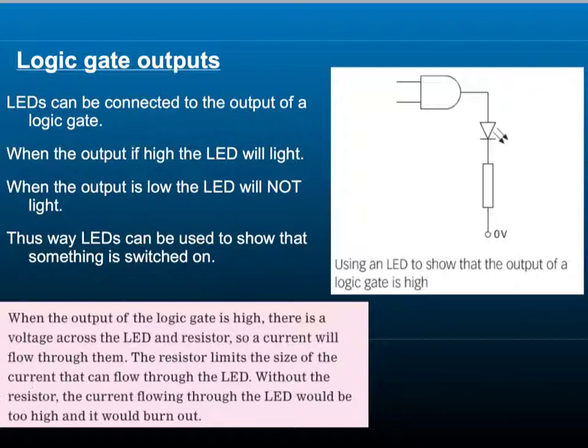When the output of the logic gate is high, there is a voltage across the LED and resistor, so a current will flow through them. The resistor limits the size of the current that can flow through the LED. Without the resistor, the current flowing through the LED would be too high and it will burn out.